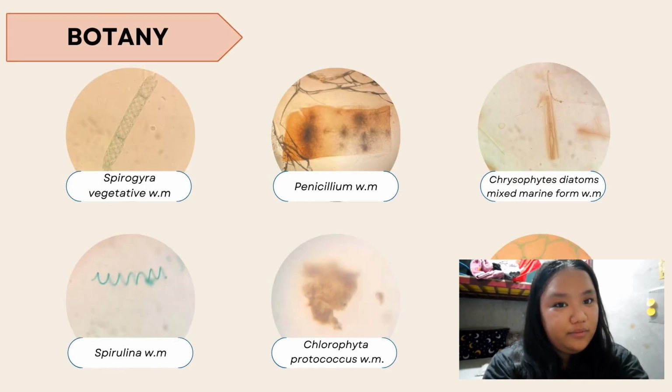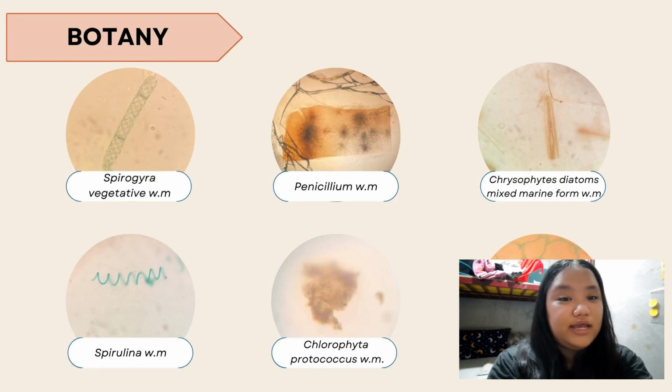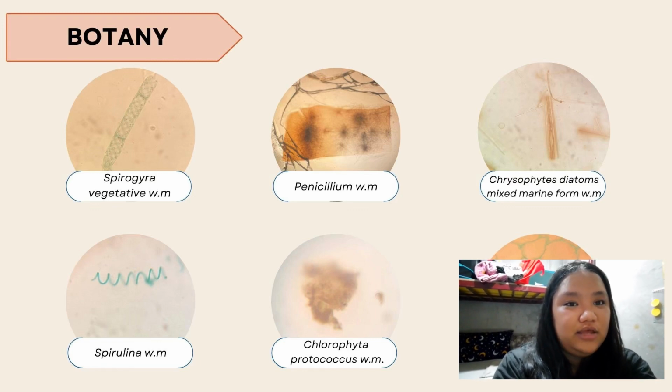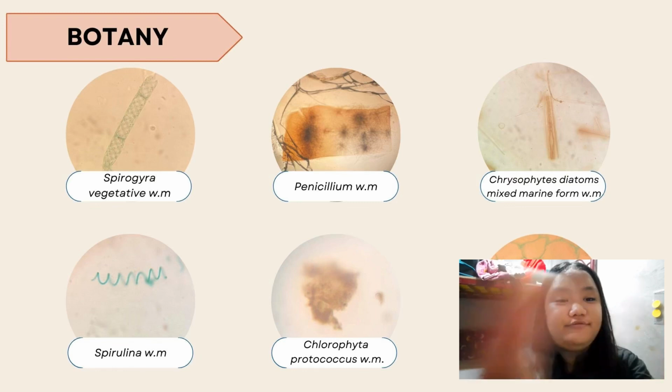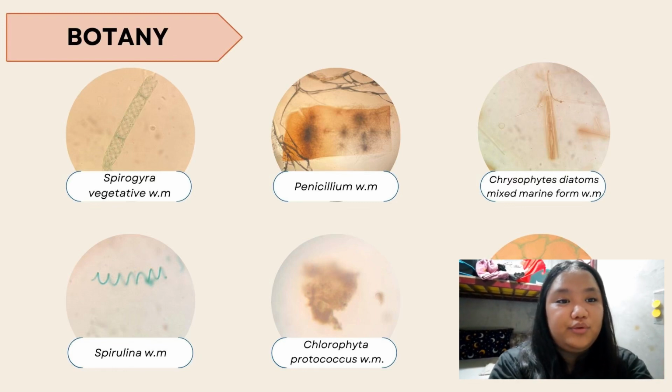So for the botany, we have six specimens, and as we all know, botany is the scientific study of plants. First, we have here the Spirogyra vegetative. Usually, they are found in water ponds. And number two, we have here the Penicillium. They are found in food spoilage.